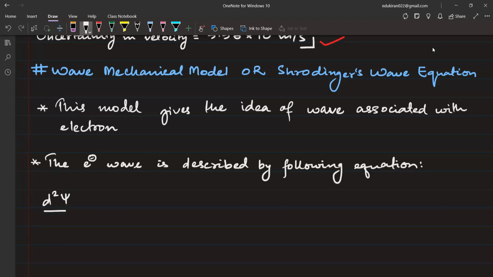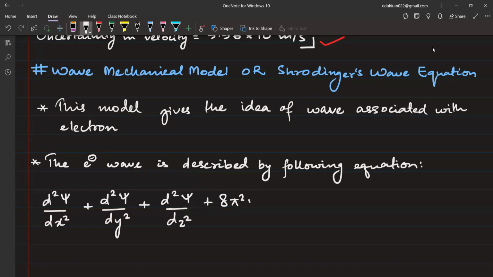d square psi divided by dx square plus d square psi, sorry, this will be a partial differential, so I have to write the d properly, d square psi divided by dy square plus d square psi divided by dz square plus 8 pi square m into (E minus V) psi is equal to 0.